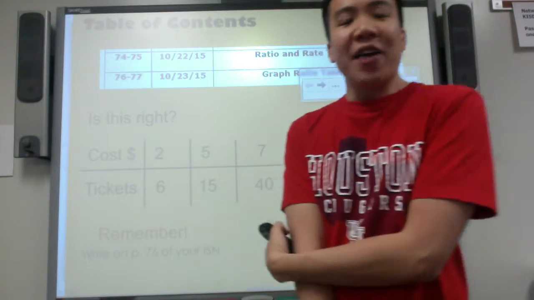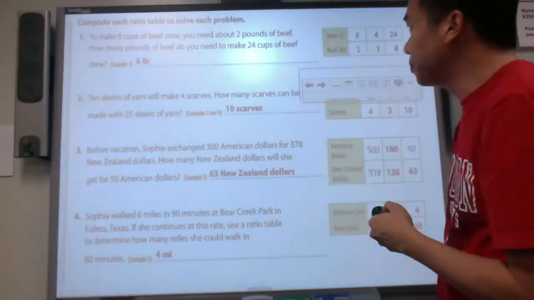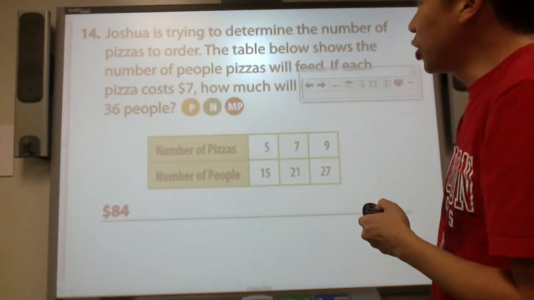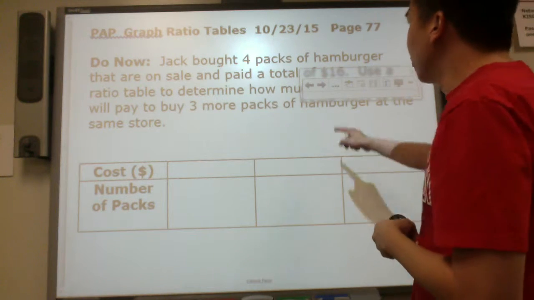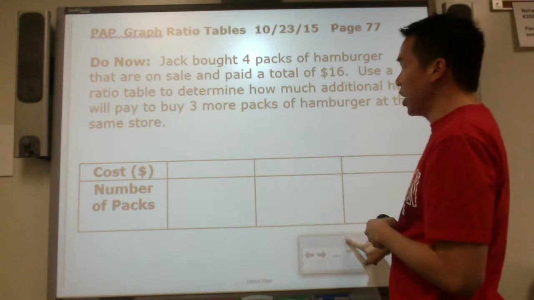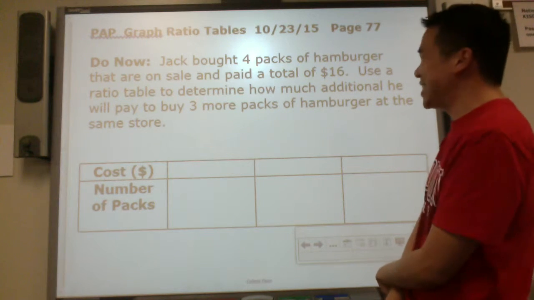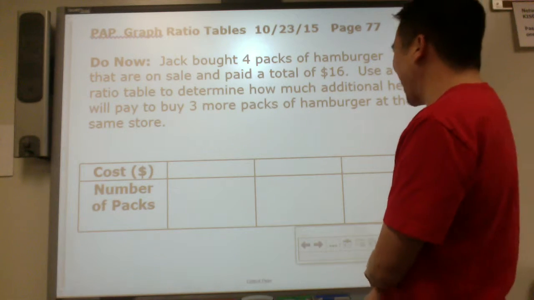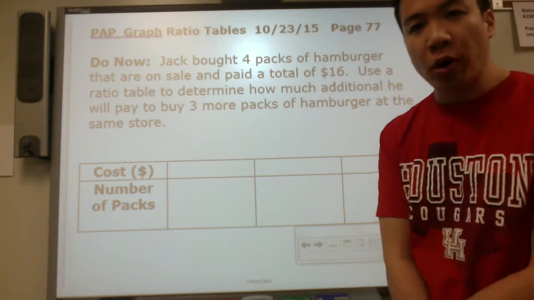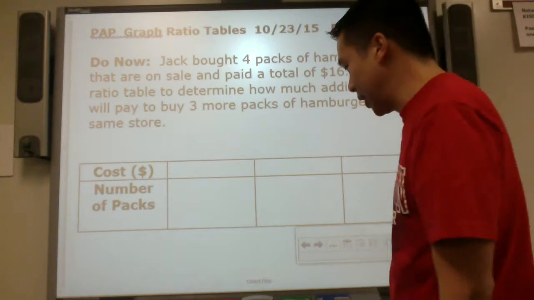This is how to graph ratio tables. Let's look at our do now. Jack bought 4 packs of hamburger that are on sale and paid a total of $16. Use a ratio table to determine how much additional he will pay to buy 3 more packs of hamburger at the same store. So this is a review of our ratio tables.